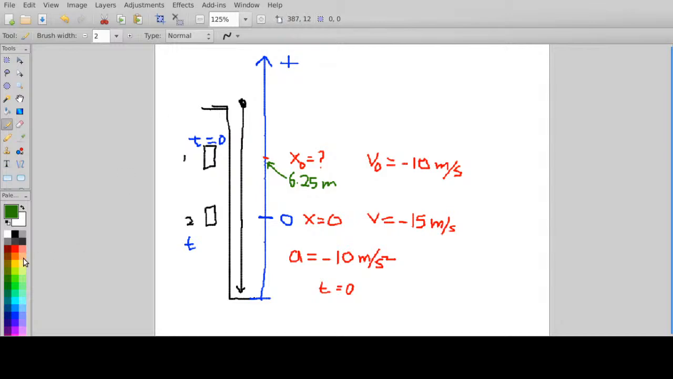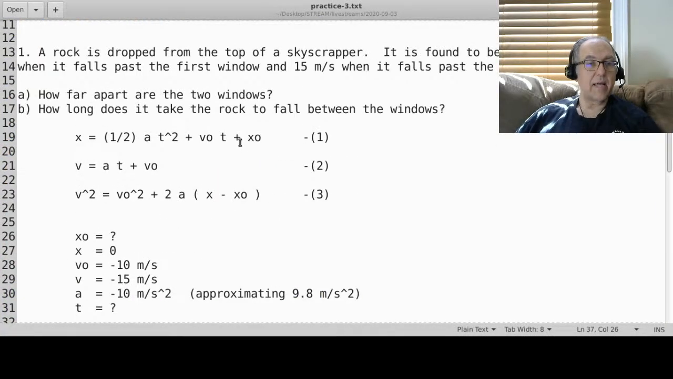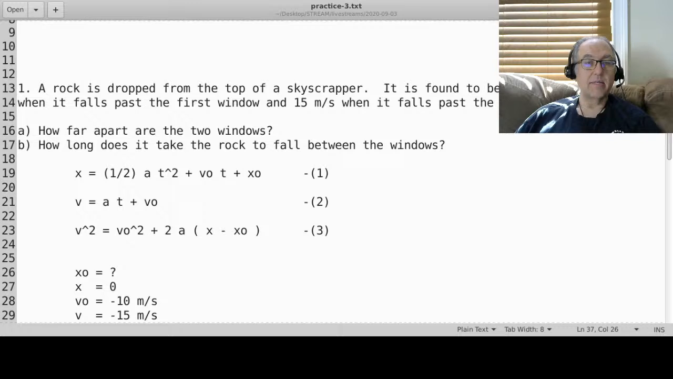I had a second part. Let's take a look at that. All right, the second part was, how long does it take for the rock to fall between one window and the other? Now, in part A, you could only use equation number 3. In part B, you could actually use equation 1 or 2. Let me show you why.